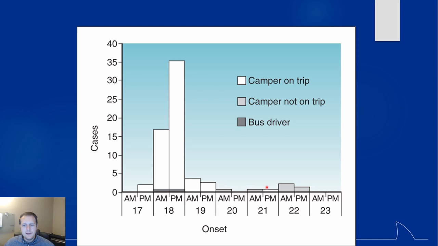But then you'll notice a little bit later on, some of the campers that did not go on that particular trip, who were never exposed to that contaminated water, peak up, because they're then being infected by those individuals. So it's a secondary exposure through propagation.